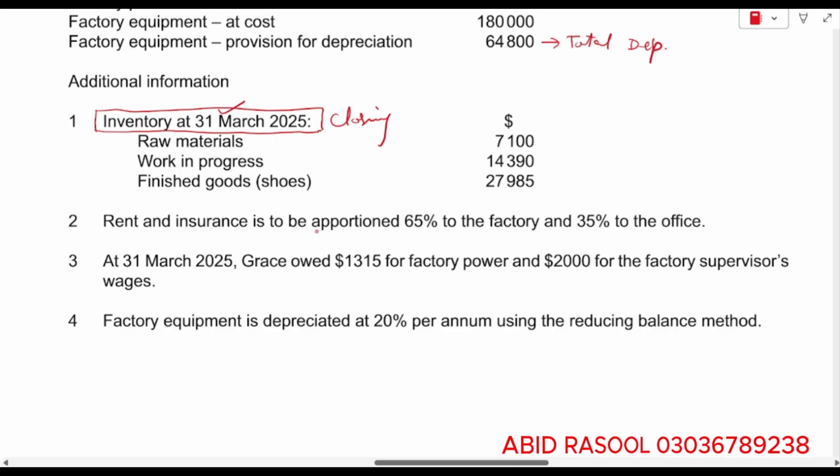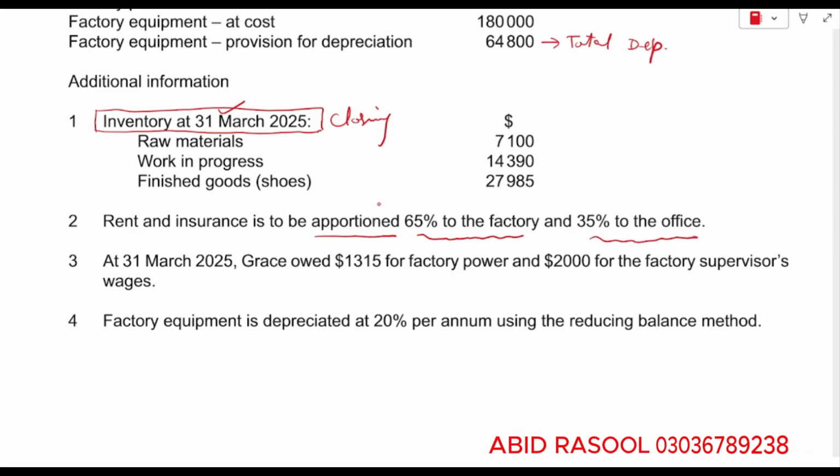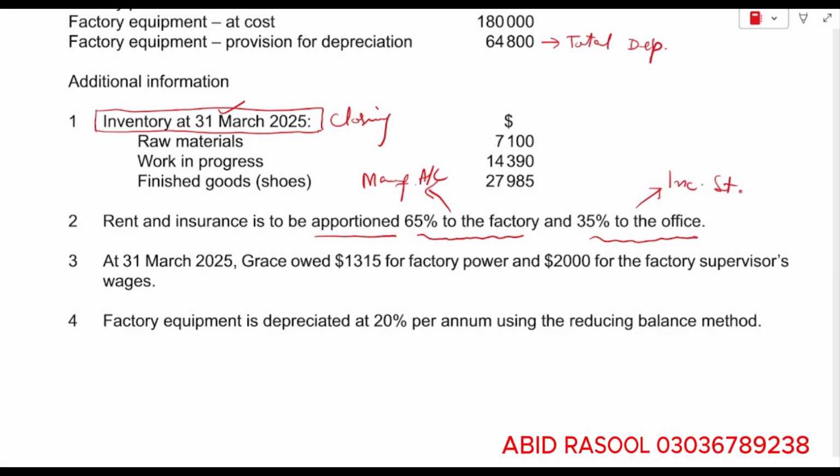Then we have some other information. Rent and insurance is to be apportioned 65% to the factory and 35% to the office. This means the factory part of the expense will go into manufacturing account, and the 35 percent part of this expense will be shown in income statement. In income statement, remember. The next adjustment is at 31st March 2025.